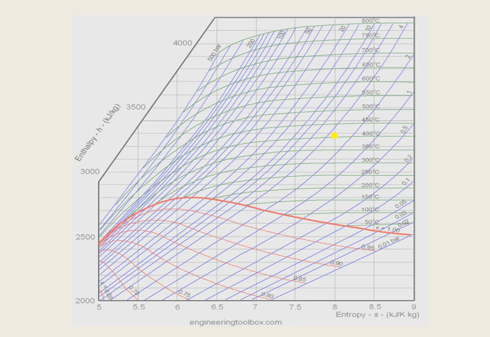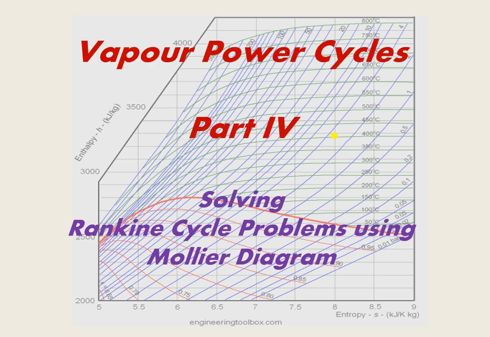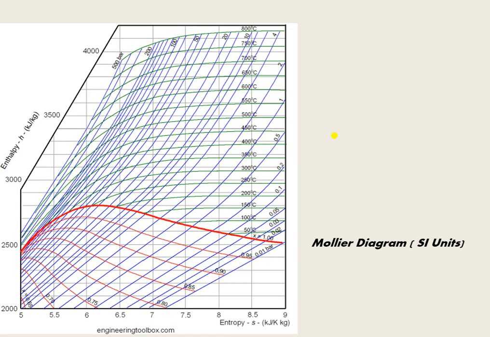Welcome to Vapor Power Cycles Part 4. We will see how to solve problems involving Rankine cycle using Mollier chart. What you see on the screen is a Mollier chart.